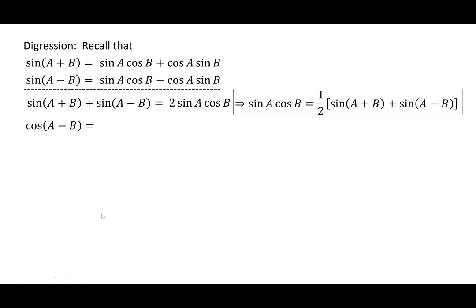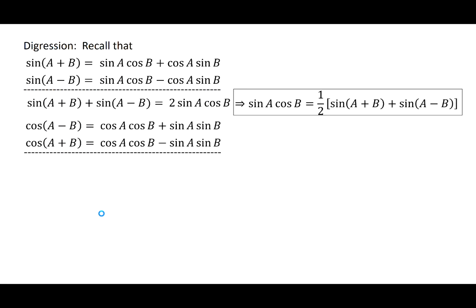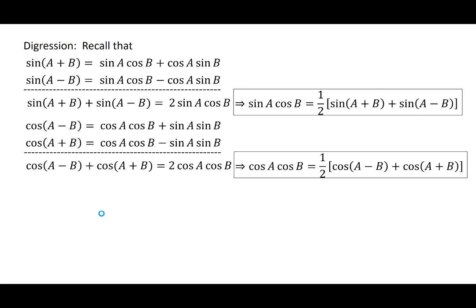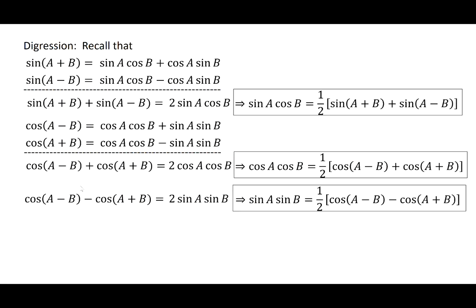Cosine of a minus b is cosine a cosine b plus sine a sine b. Cosine of a plus b is cosine a cosine b minus sine a sine b. If you add, you get 2 cosine a cosine b, from which you can figure out cosine a cosine b to be this. However, if you were to subtract the bottom from the top one, then you end up getting 2 sine a sine b. And you can solve that for sine a sine b, and you get this.